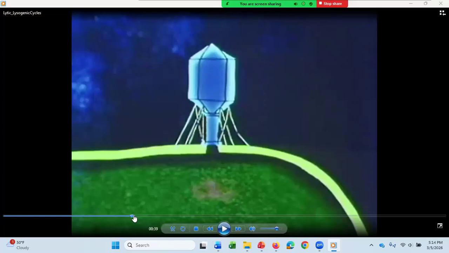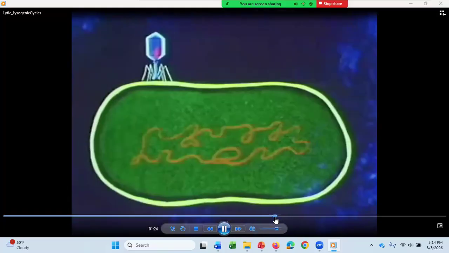Any questions about any of that? Let's go back to where we were. New virus particles can be reproduced in a, about right there.